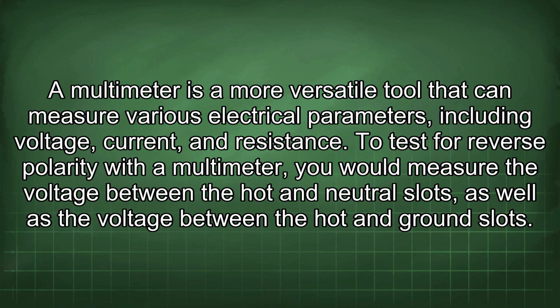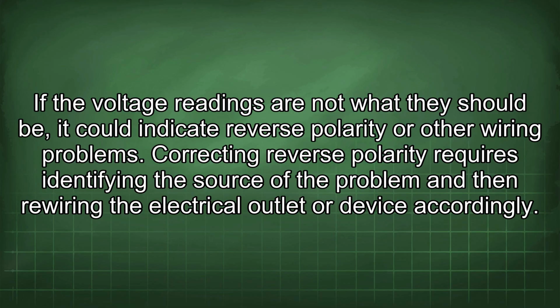A multimeter is a more versatile tool that can measure various electrical parameters, including voltage, current, and resistance. To test for reverse polarity with a multimeter, you would measure the voltage between the hot and neutral slots, as well as the voltage between the hot and ground slots. If the voltage readings are not what they should be, it could indicate reverse polarity or other wiring problems.